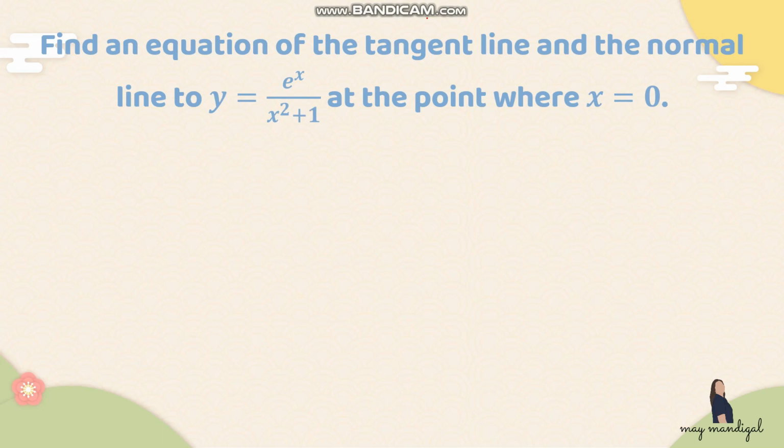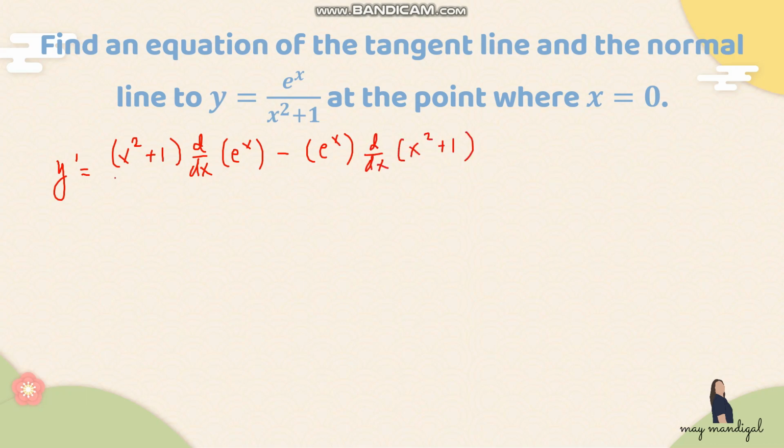First is get the derivative of our function. So this is our function. Since, as you can see, e raised to x is divided by x squared plus 1, we have to use the quotient rule. So this is our high, this is our low. So we will apply the quotient rule here. Low d high minus high d low all over low squared. And then we just have to get the derivative of this. So x squared plus 1.